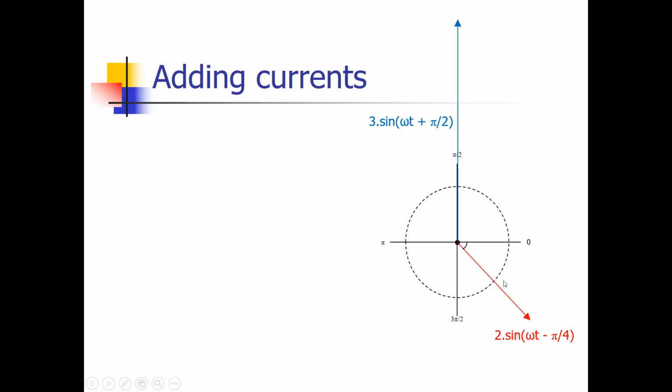Now we can calculate the combined current by adding up these vectors, and we do that by splitting these vectors up in a horizontal part and a vertical part, and then we add up the horizontal parts and we add up the vertical parts, and based on these horizontal parts and the vertical parts we can calculate the new length and angle of that combined vector.